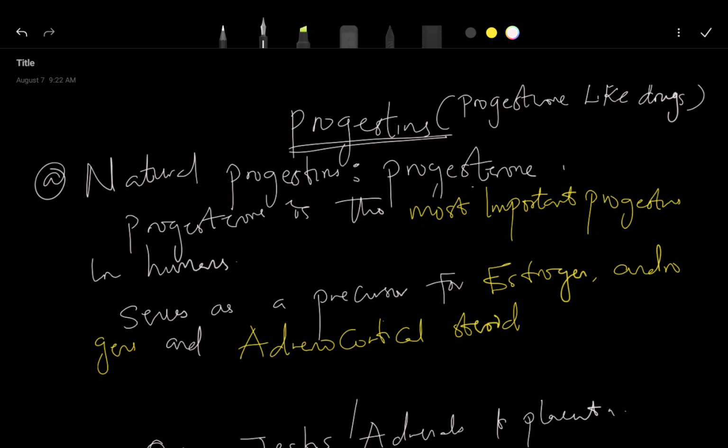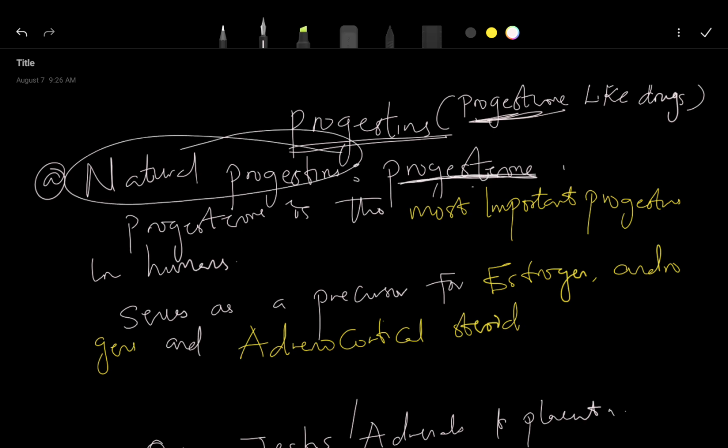In this video, we will talk about progestins. Now, what are progestins? They are progesterone-like drugs. They are drugs that are derived from progesterone and they act like progesterone. So, in fact, progesterone is a natural progestin. So, we'll start with the first one, which is natural progestin, basically progesterone. Then we'll move to synthetic progestin. Then we'll talk about their uses.